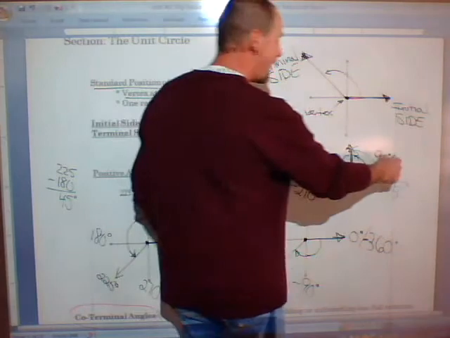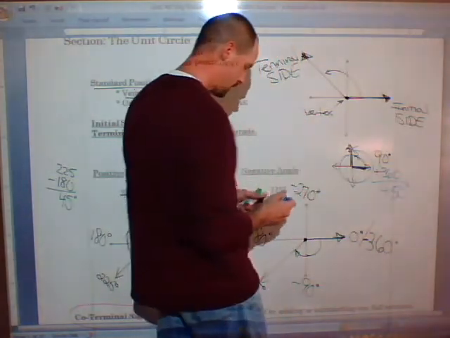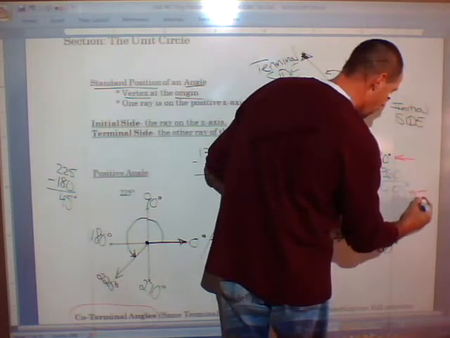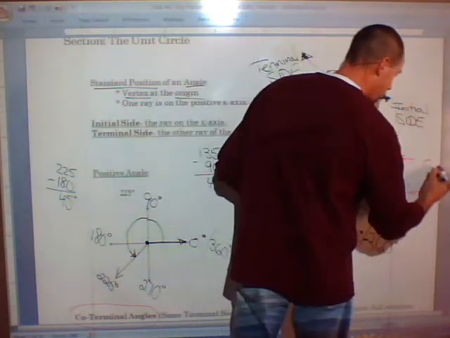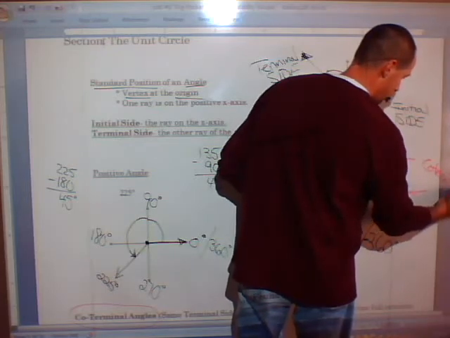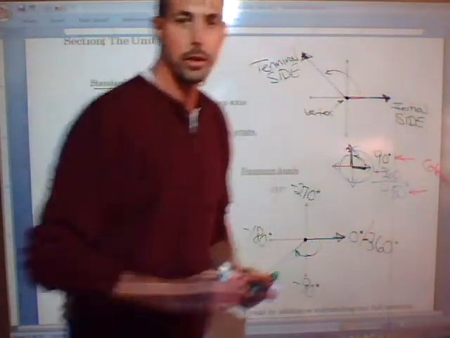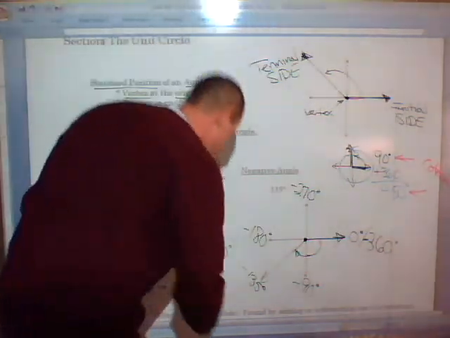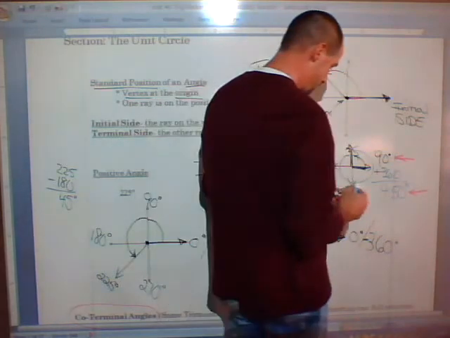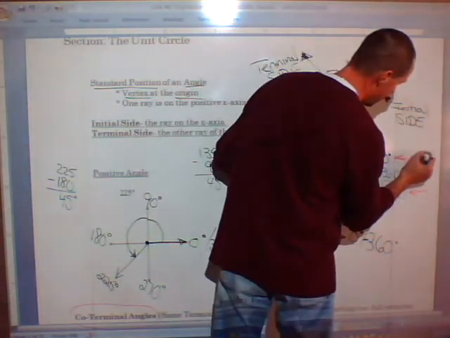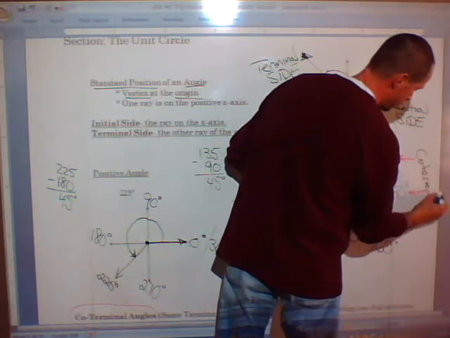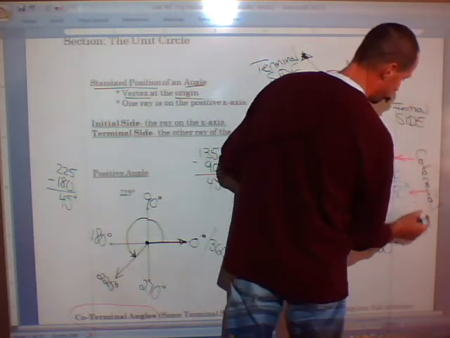So 90 degrees here and 450 degrees are coterminal. They're coterminal angles. And you probably can't see that real well. Let me write that here a little bit clearer. These are coterminal angles.